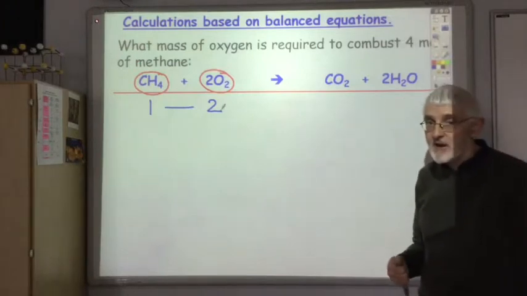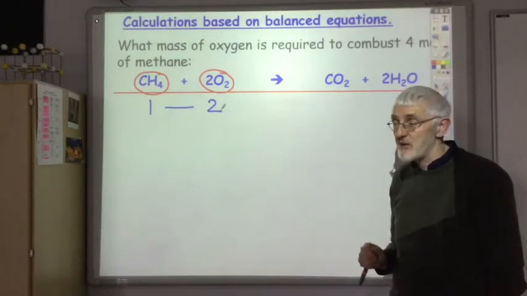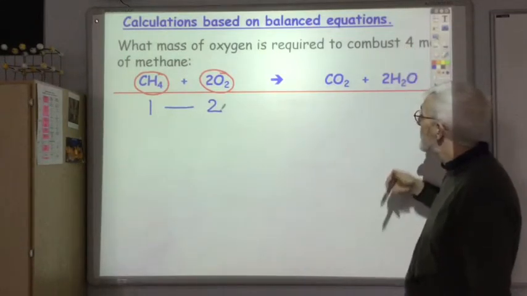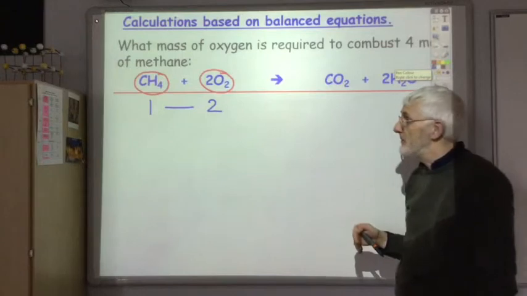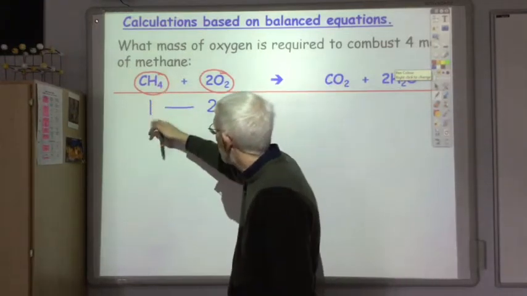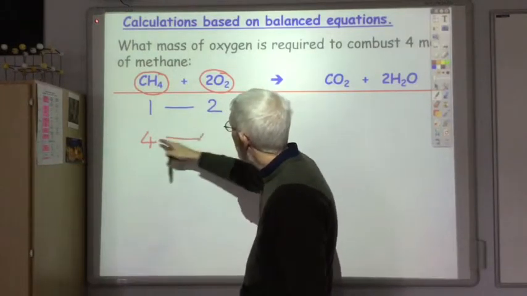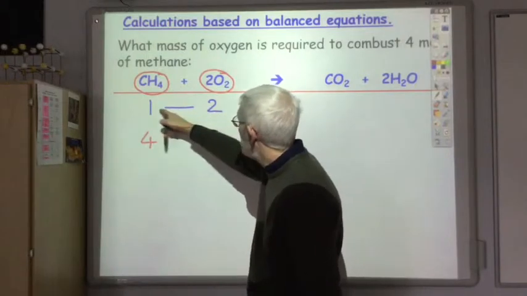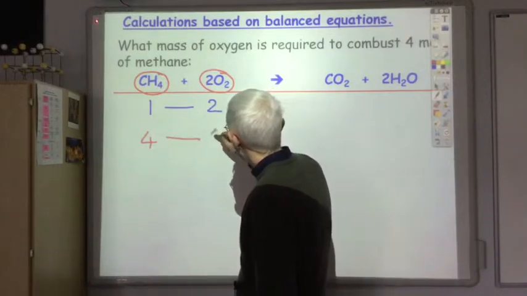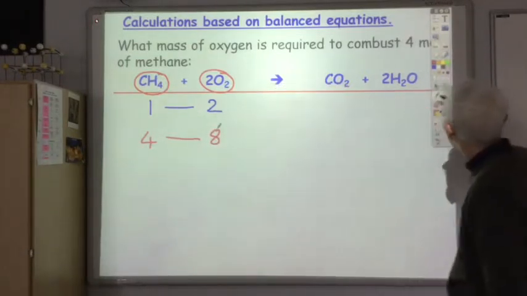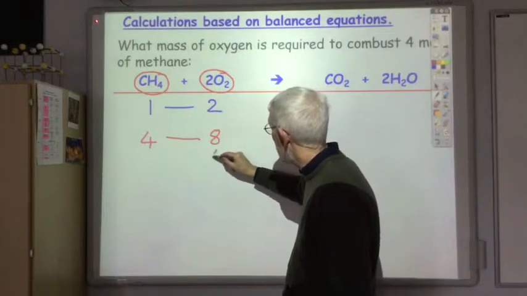That's the second step. The third step is determine the number of moles of one of those substances, which is given in the question. So in the question, we're told we've got 4 moles of methane. So step 4, I put that into this mole ratio. So in this case, it's methane I've got 4 moles of. So that's what we've actually got. So if we have 4 moles of methane, we need to keep this ratio of 1 to 2. So we multiply by 2. So if we have 4 moles of methane, we must have 8 moles of oxygen.